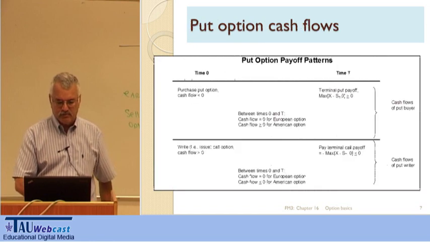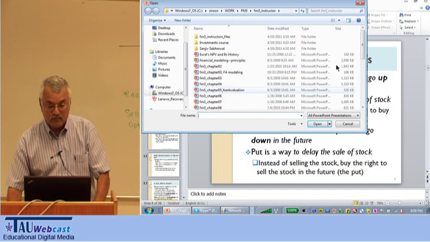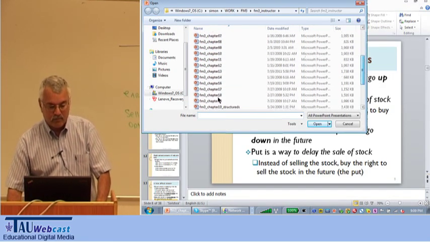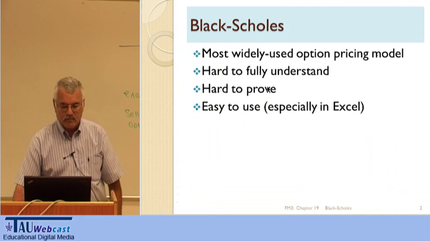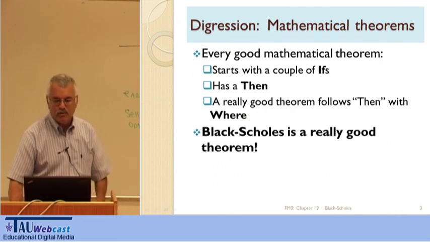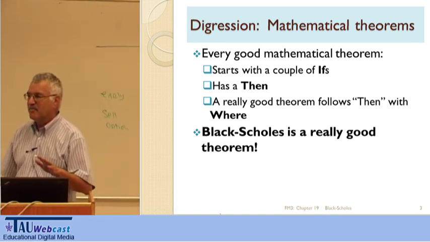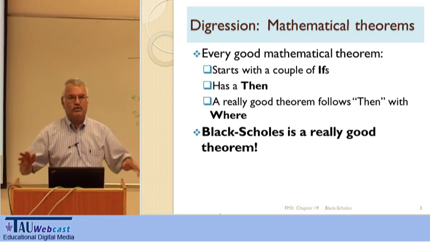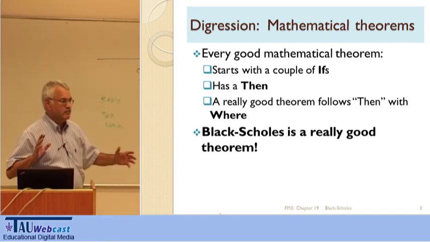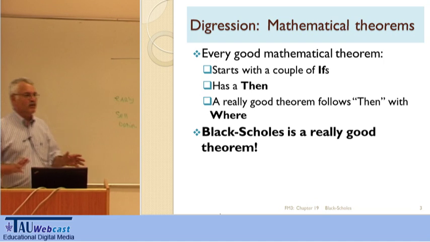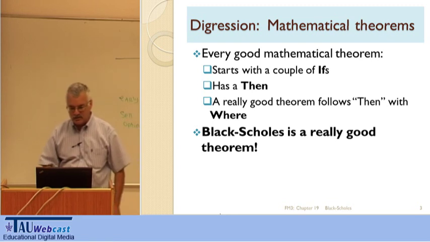This is all the same stuff we've had before. Oh, sorry, that's also the same slides we had before. Okay. I always joke, and I'll show you this in just a second, that Black-Scholes is what I call a really amazing mathematical theorem. What does a mathematical theorem look like? It starts with some ifs, and then it has a then. And then a really good mathematical theorem follows the then, the conclusion, with a where, explaining all this other stuff you say.